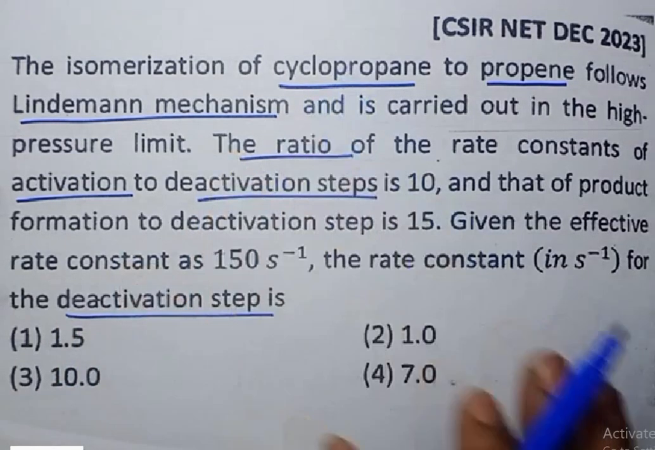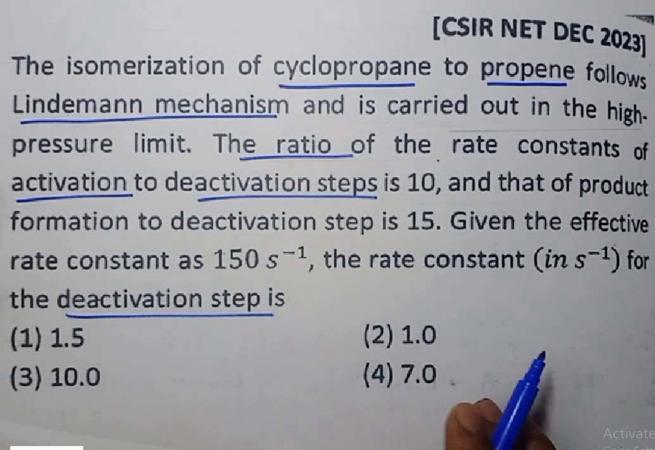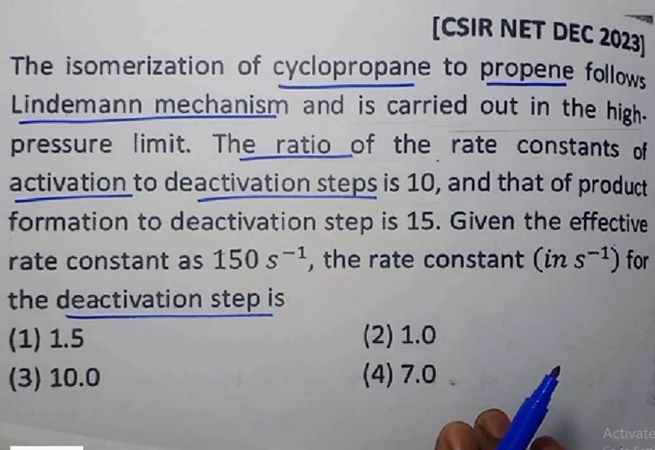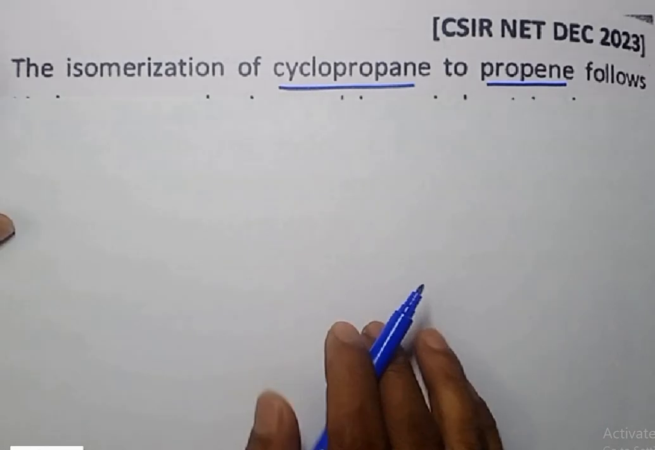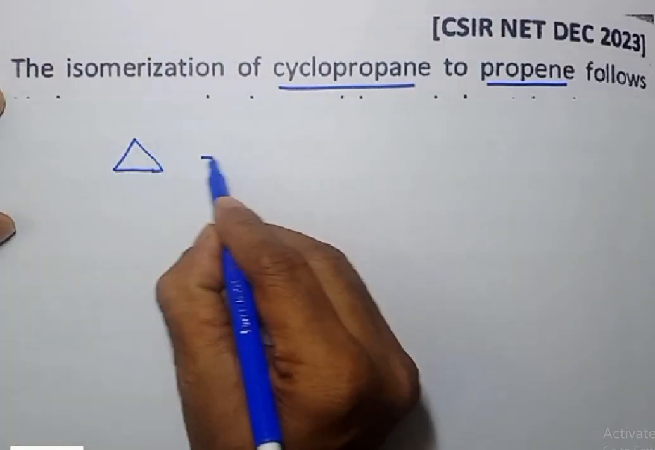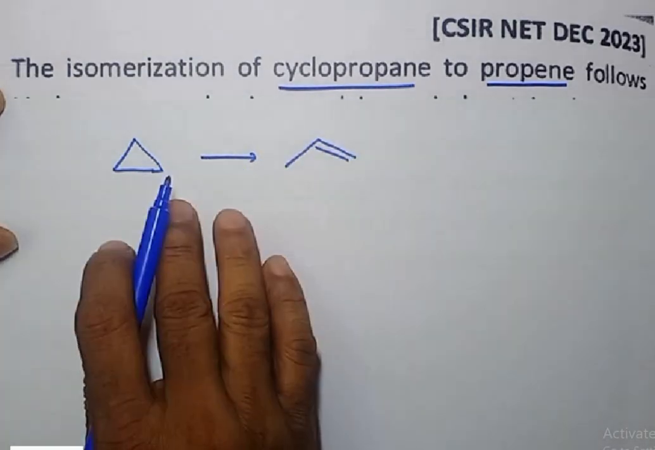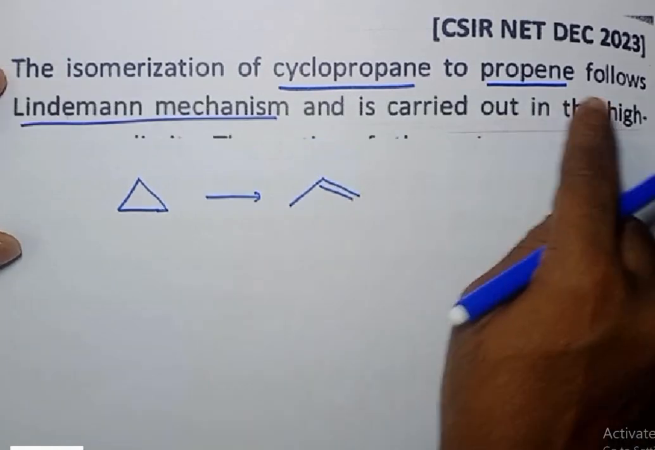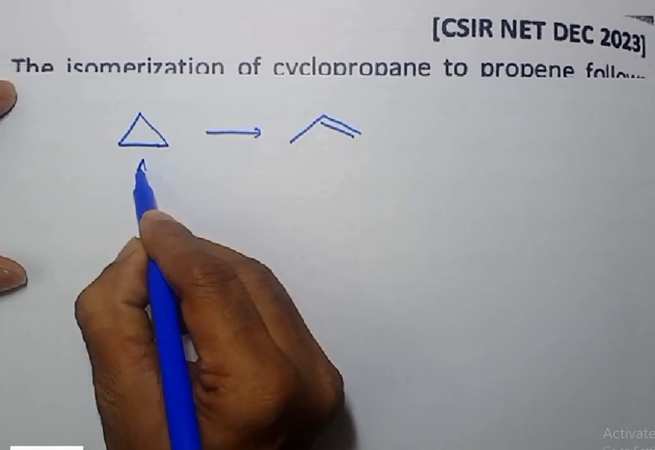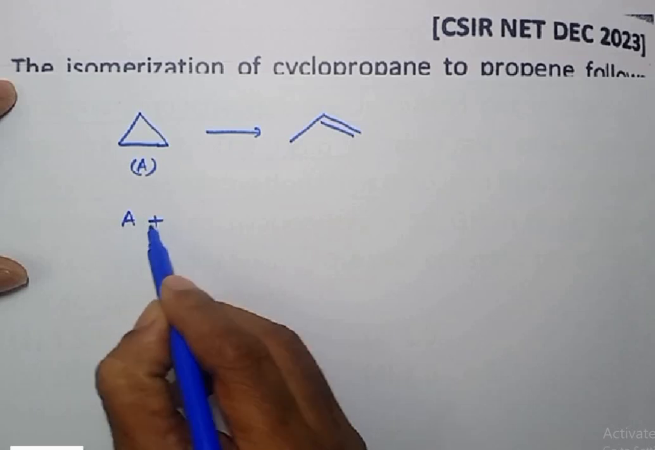Okay, so this is the information given. Now we have to find out the rate constant for the deactivation step. So here, isomerization of cyclopropane to propene. Listen, this reaction follows the Lindemann mechanism. What is the Lindemann mechanism? Suppose I take this reactant molecule as A. The Lindemann mechanism is for unimolecular reactions.